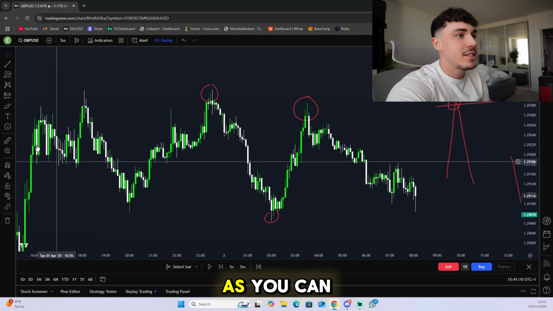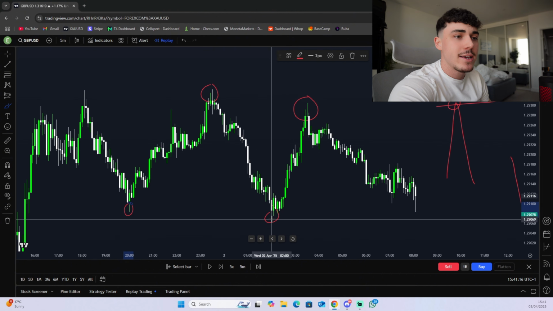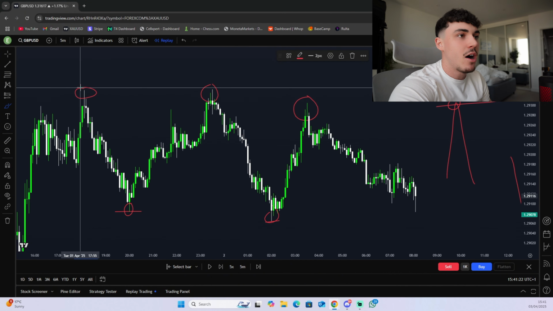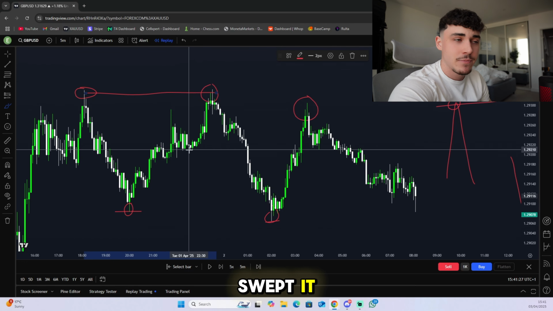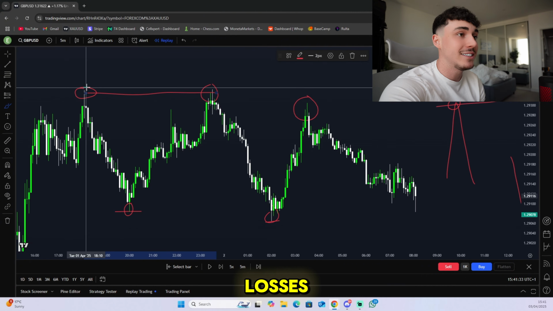So for example, as you can see back here, we had some liquidity, but it is no longer valid because price went under it, therefore it swept it. The same with this high. As you can see, this was liquidity, but price went above it and swept it. Price is incentivized to sweep liquidity because that is where a lot of people have their stop losses resting.